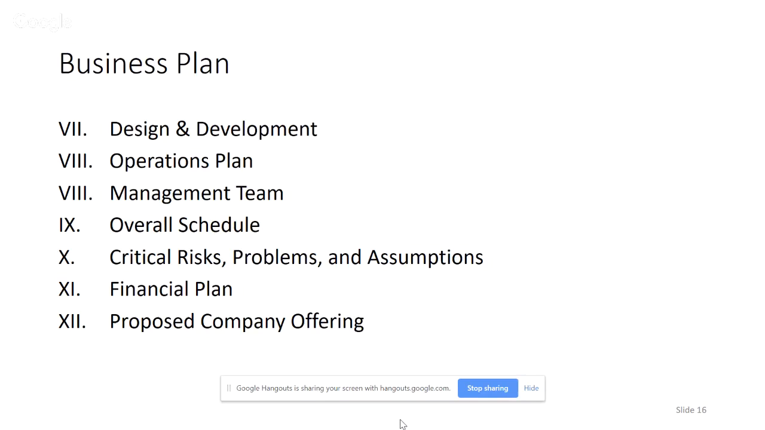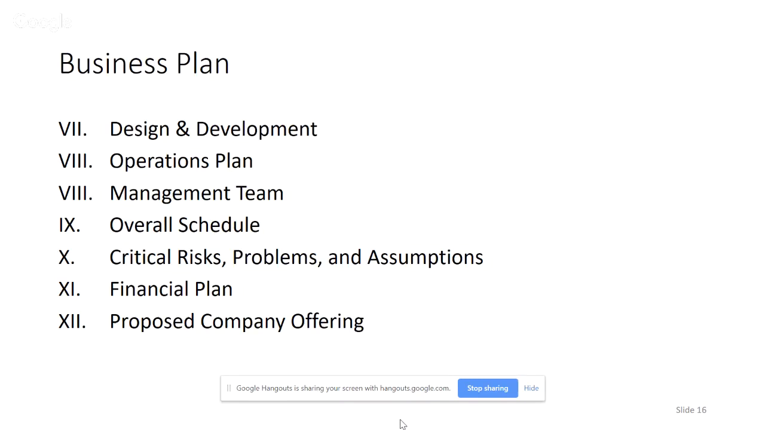The overall schedule identifies the major critical timelines or tasks you have to achieve at certain points in time. Then critical risks, problems, and assumptions: anything that you think might be a critical risk, a potential problem, or any assumptions you made, you want to put it here. You want to let your reader know that you made some assumptions. If you made assumptions, chances are you will have to sometimes make assumptions.